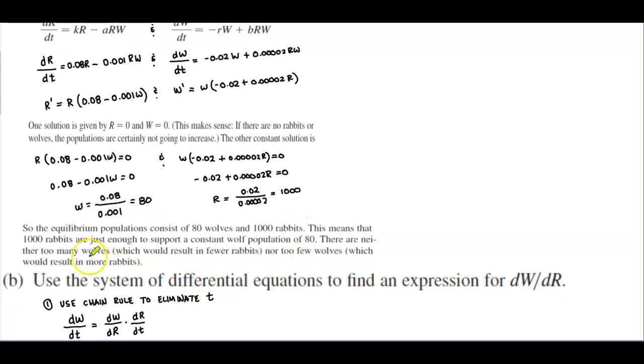And this means that 1,000 rabbits are just enough to support a constant wolf population of 80. There are neither too many wolves, which would result in fewer rabbits, nor too few wolves, which would result in more rabbits.